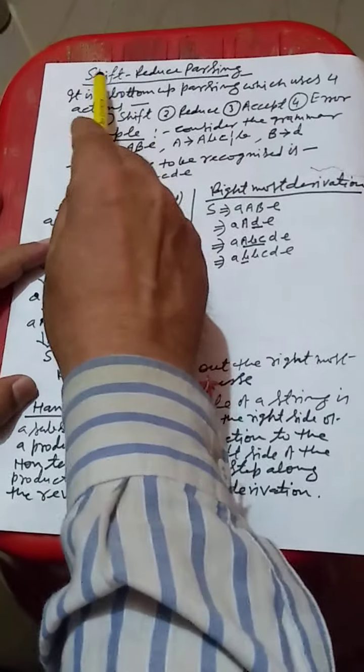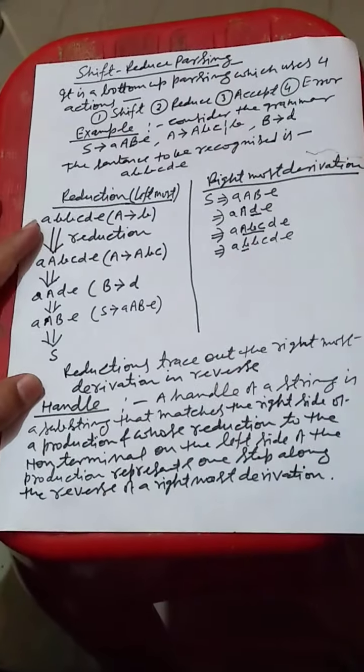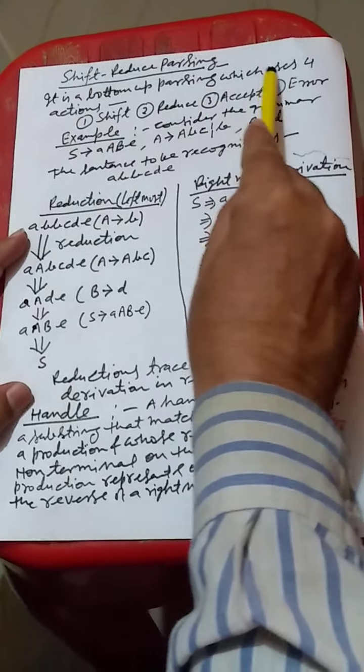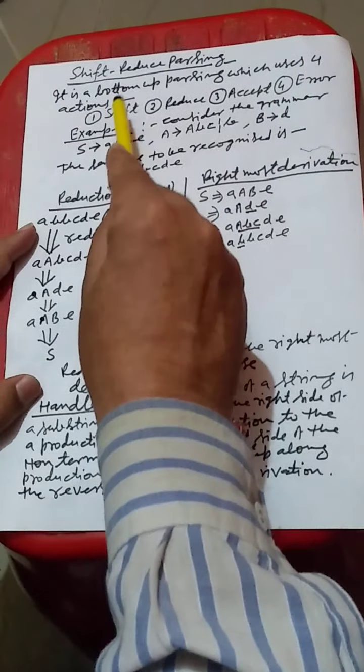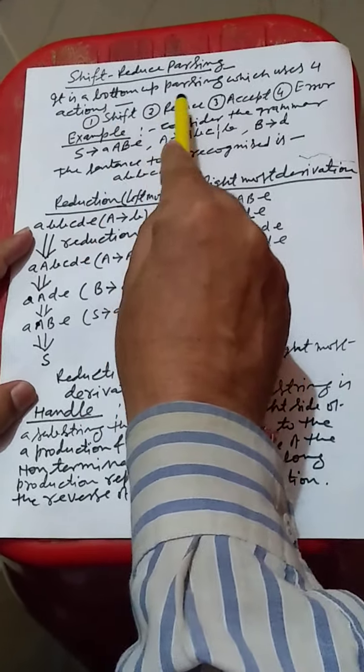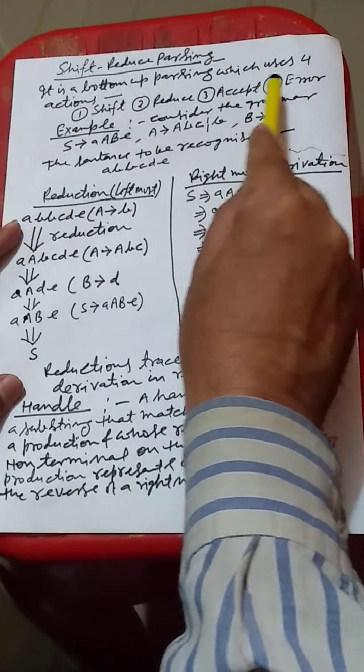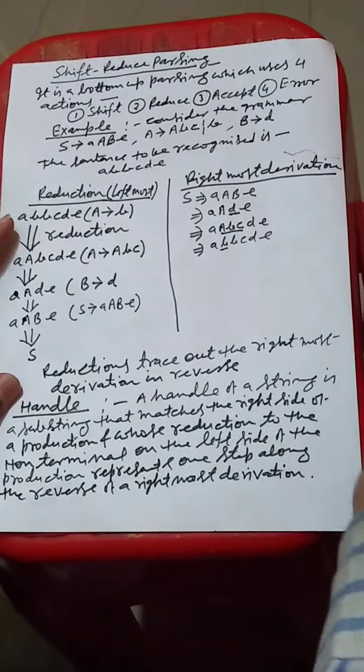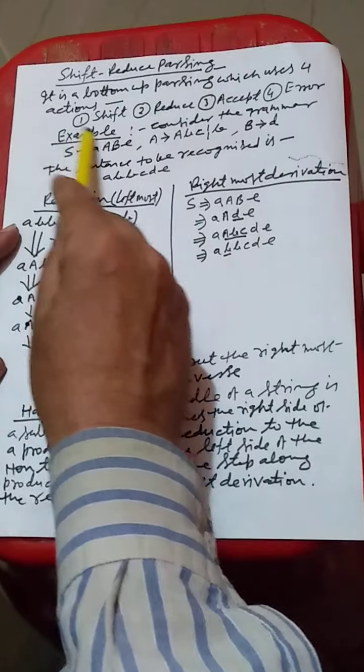Today's topic is shift reduce parsing. It is a bottom-up parsing which uses four actions. First one is shift, second is reduce, third is accept, fourth one is error. We illustrate this with an example.